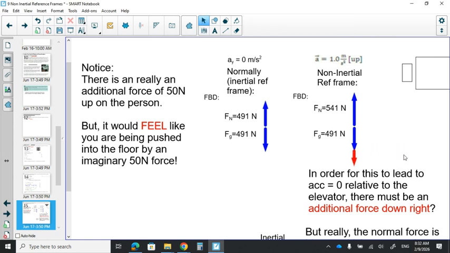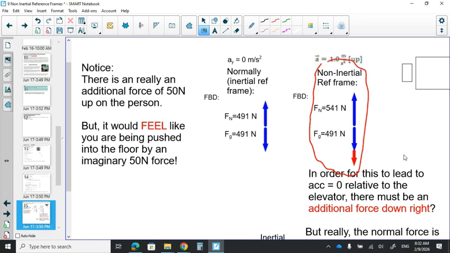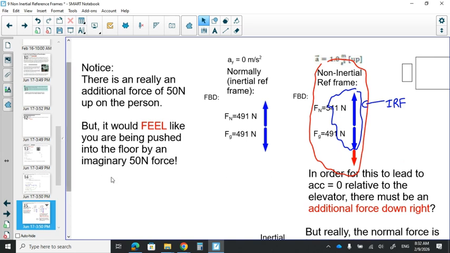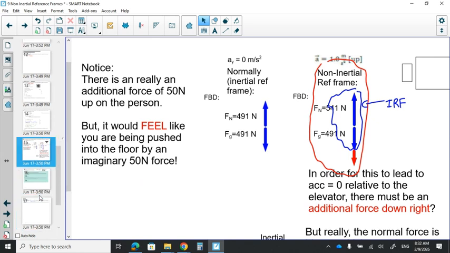As it stands right now, that is the non-inertial reference frame version, and then you just look at this part right here, and that's the inertial reference frame. In other words, the blue one acknowledges that you're accelerating upwards, whereas the red one says, okay, you're at rest, you're not accelerating relative to the elevator, and so you must have a net force of 0. So you'd have to include a fictitious force to have that net force of 0.